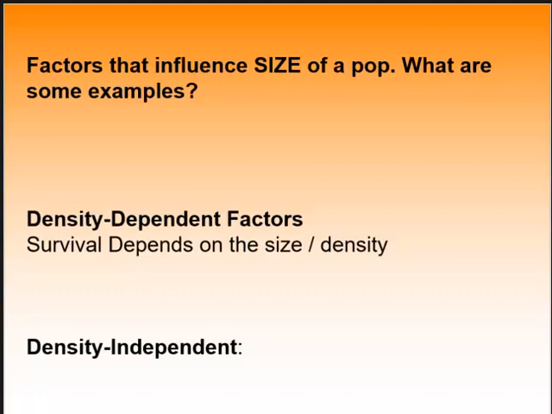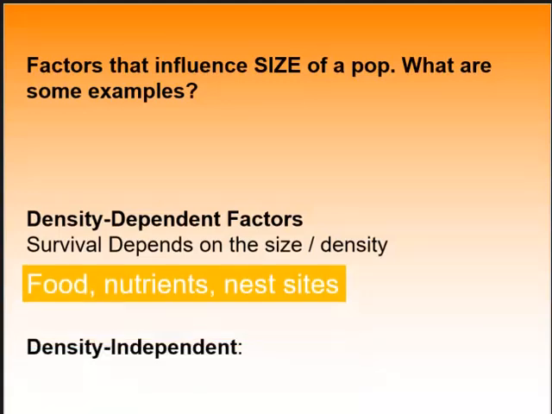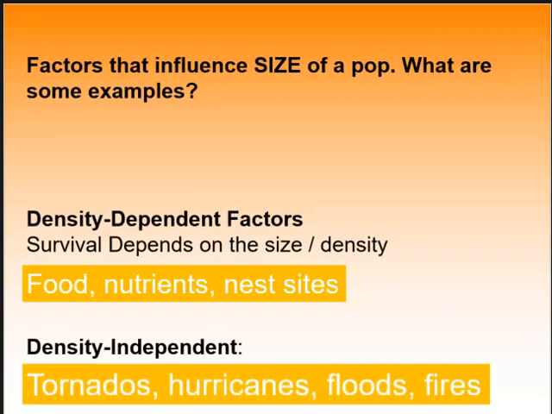Factors that influence population size are density dependent and density independent. Just remember that has to do with control of the size. So density dependent is food, nutrients, nest sites. They're all examples of density dependent limiting resources.